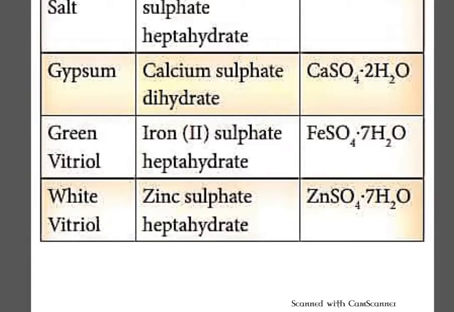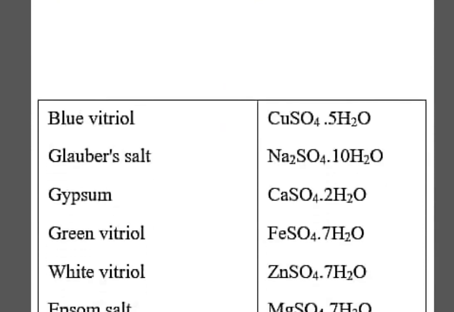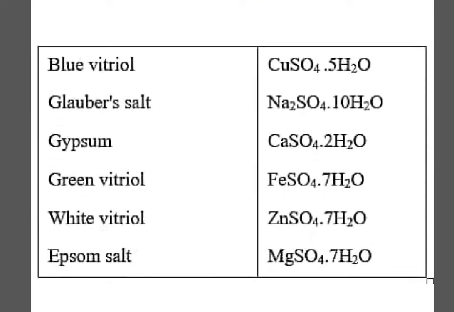The next is the green vitriol, iron sulfate heptahydrate, because it again contains 7 water molecules of crystallization. Then we have the zinc sulfate heptahydrate, which is also called white vitriol, and the formula is ZnSO4.7H2O. There is a longer list of certain salts: blue vitriol, Glauber's salt, that is sodium sulfate decahydrate, which is also called washing soda. Then gypsum I have already told you, green vitriol I have already told you, white vitriol again, and the Epsom salt already told.